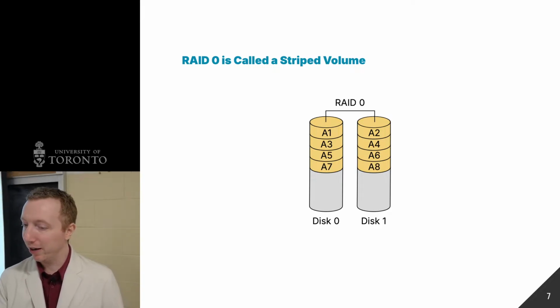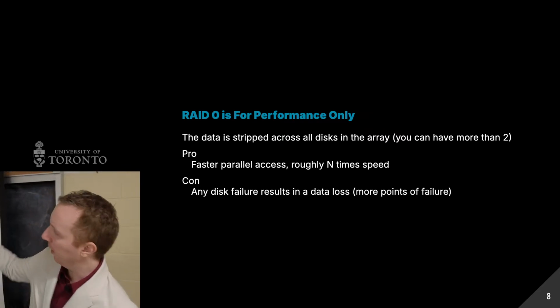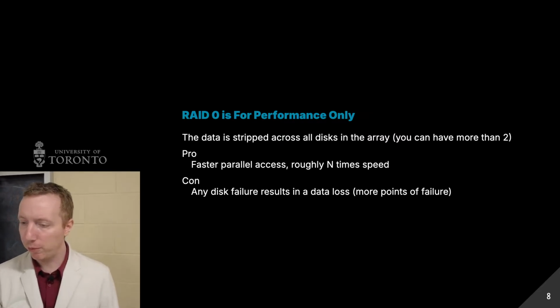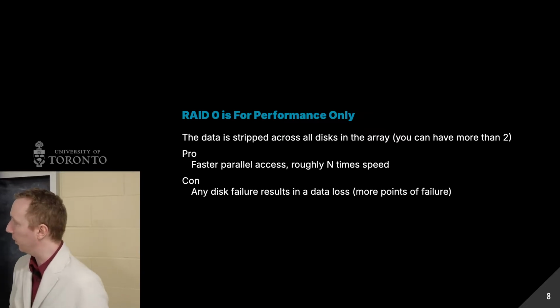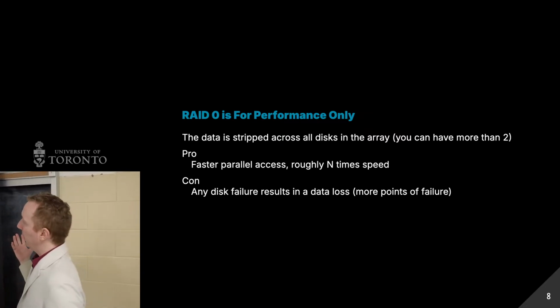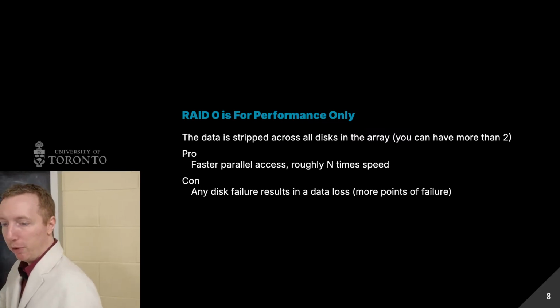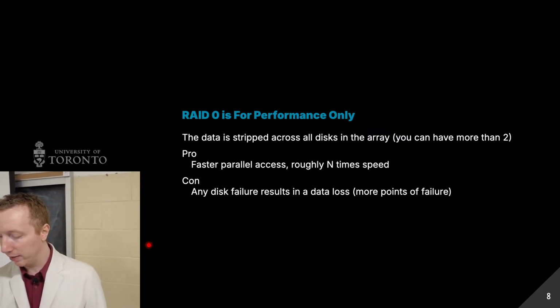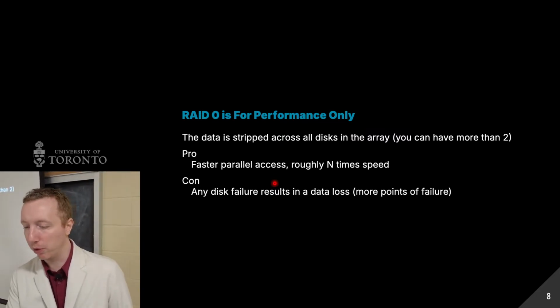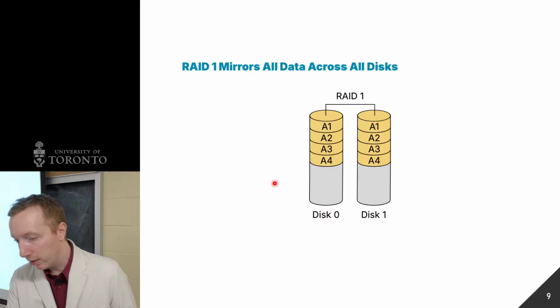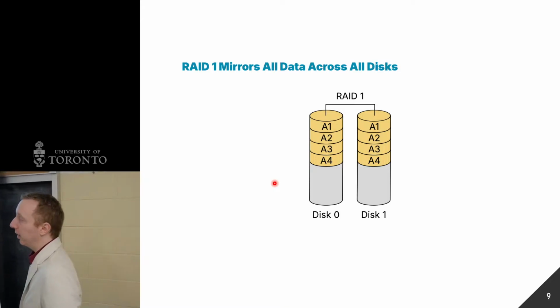All right, other extreme. Oh, and here's everything I said. So performance only, data striped across all disks in the array. Again, you can have more than 2. Fast parallel access, N times speed in both reads and writes, but the con is any disk failure results in data loss. We are actually introducing more points of failure. The other extreme is called a mirror.